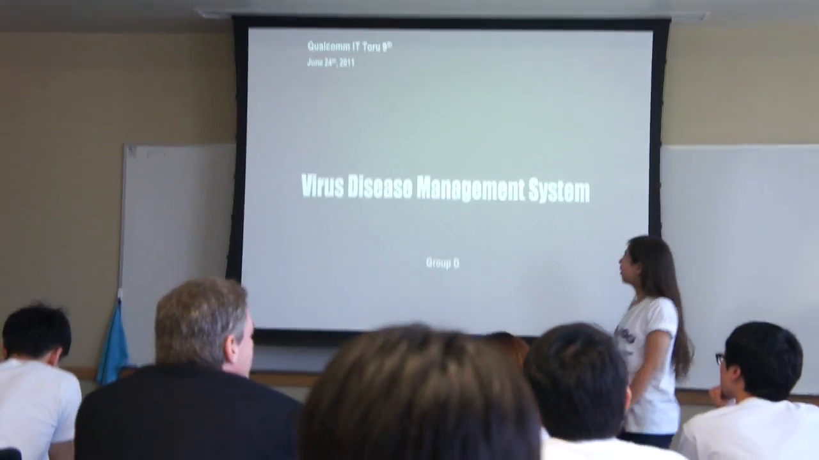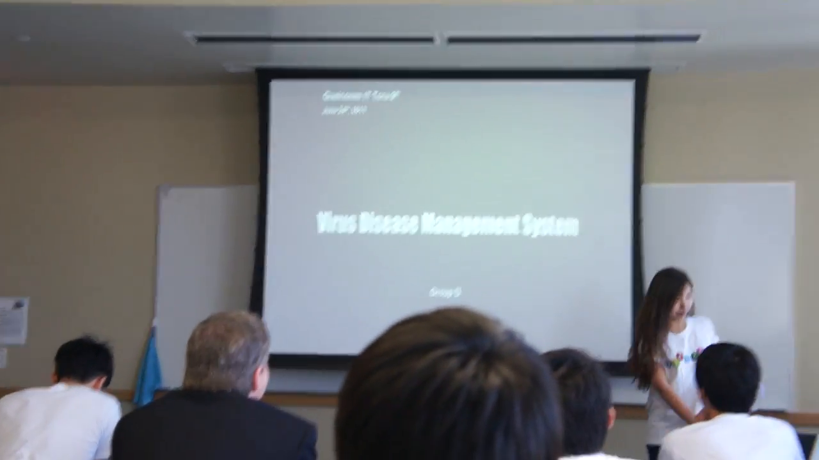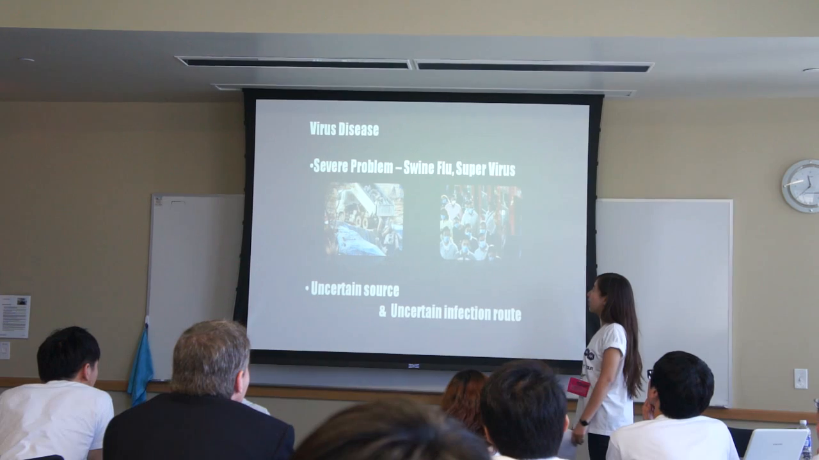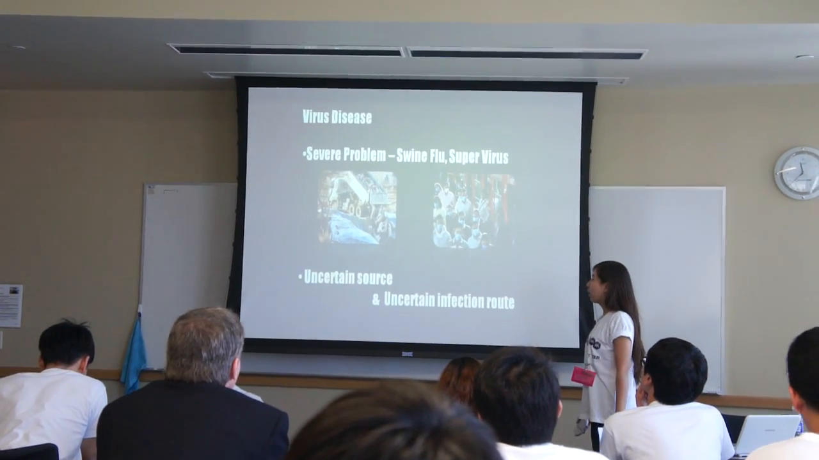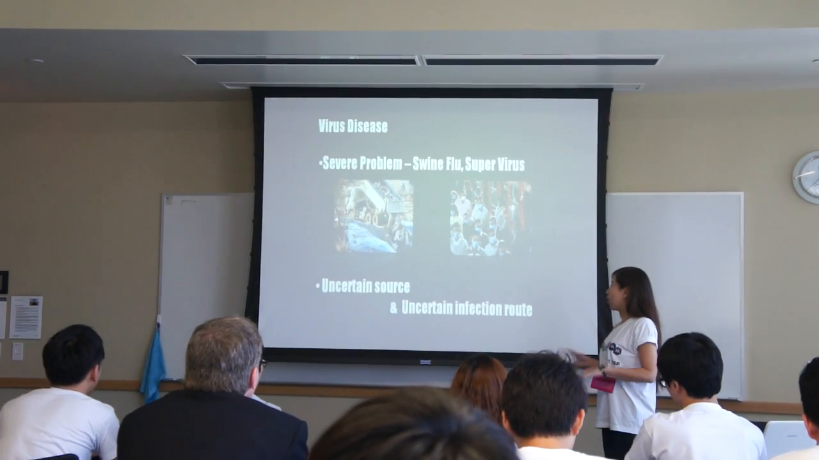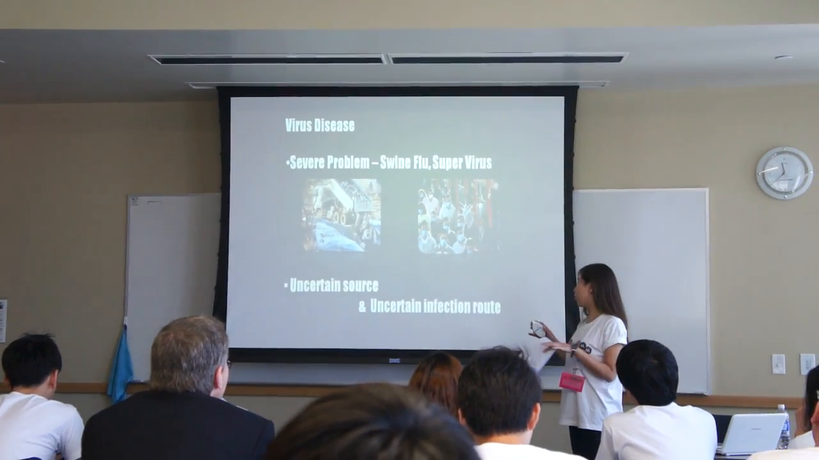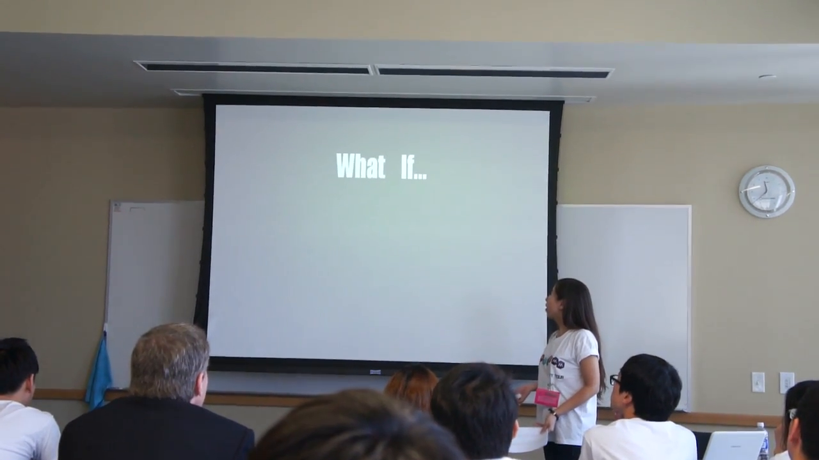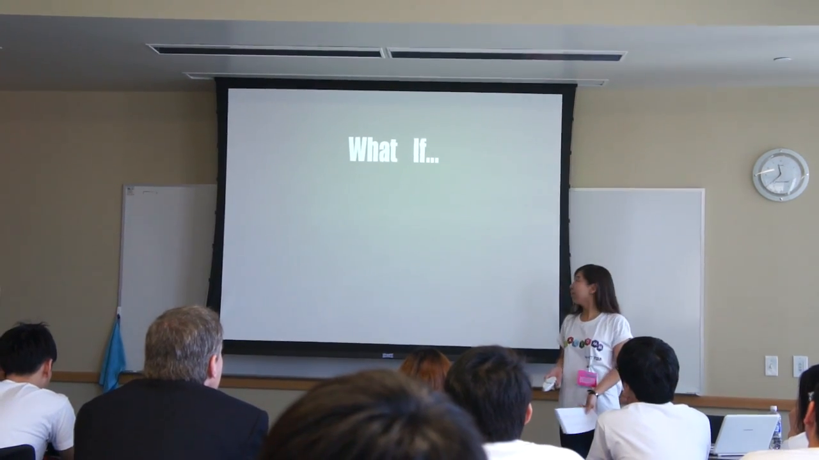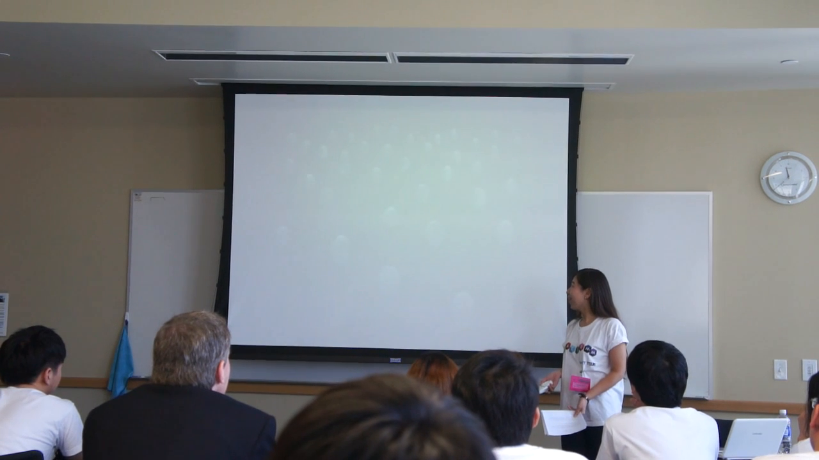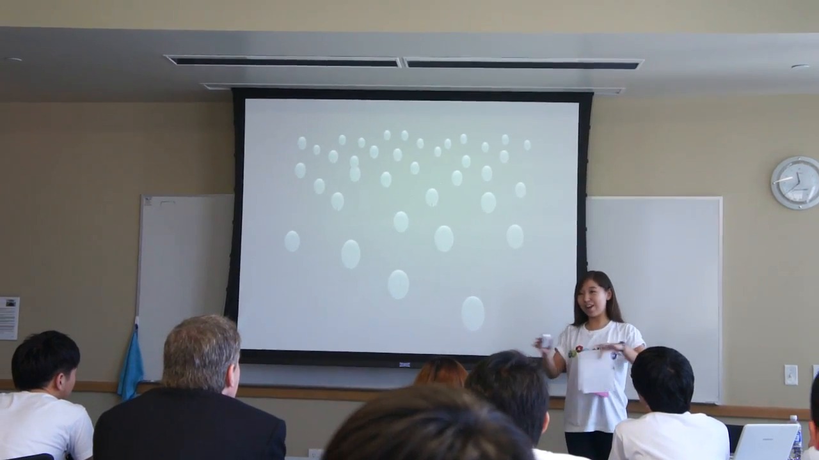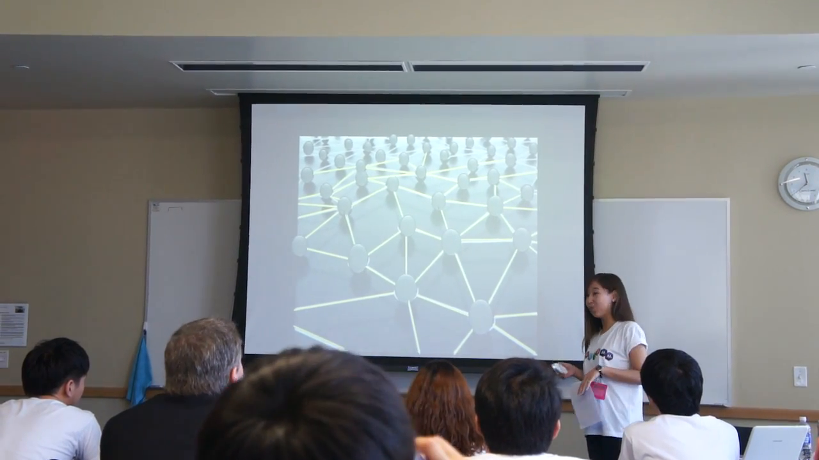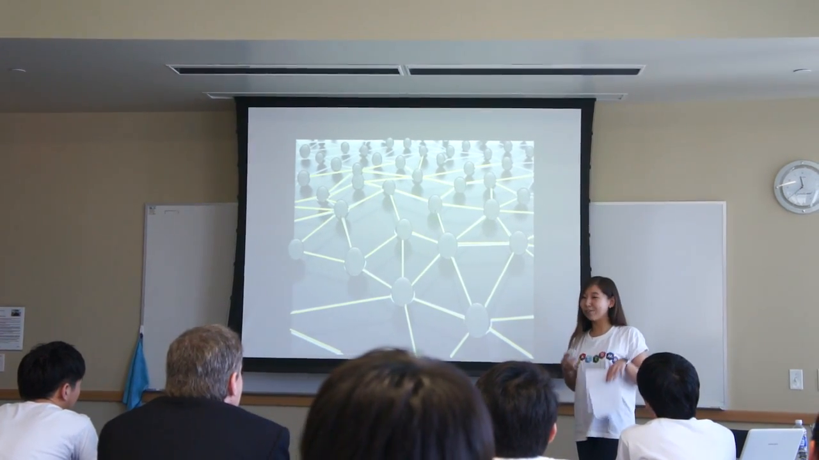So we're considering a virus disease management system. We all know virus disease is really hard to deal with all over the world because it is hard to find the exact source, and the route of spread is hard to cut off. So we are thinking, what if there are a lot of sensors all around the area and we could connect them to each other by a wireless sensor network? Don't you think we can solve this problem?